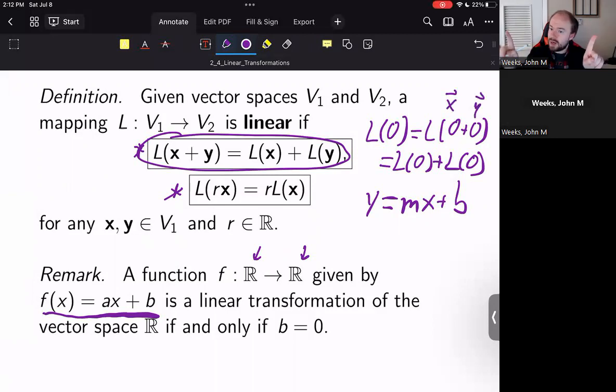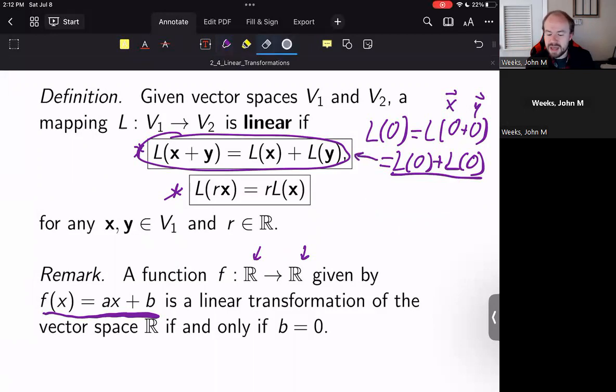If I break those apart into two separate terms, I can write it like this thanks to this condition right here, due to this first condition. Well, if I put these two things together, what do I get? L of 0 is equal to L of 0 plus L of 0. So I know, subtracting L of 0 from both sides, that when I plug in 0 into my linear function, I'm going to have to get 0.